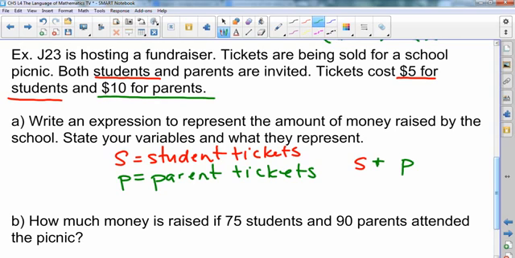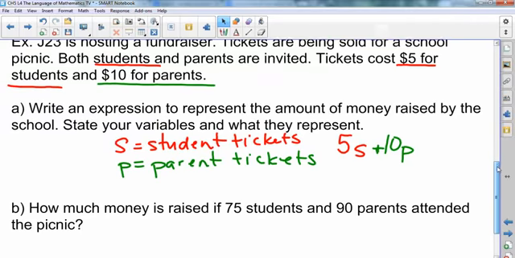But right now, this is assuming that the student tickets and parent tickets each cost $1 each. And so student tickets are going to cost 5S. So if we sold 10 student tickets, 5 times 10 would make $50. And parent tickets cost $10. So for each parent ticket we sell, we're going to make $10. So if we sell 10 of them, we would make $100.